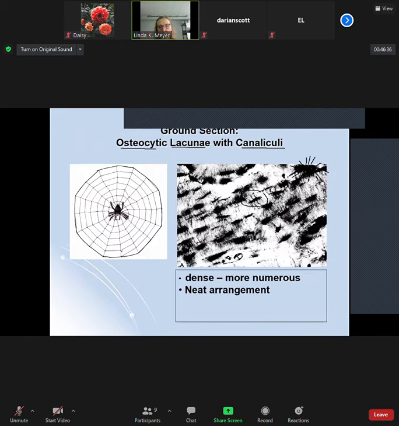So they also have a neat arrangement. They line up in rows. Here you can see it a little better at the top here.